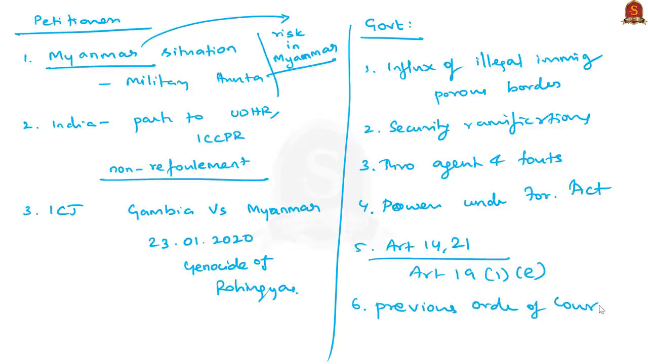It also quoted a few other earlier orders of the Supreme Court where it rejected an application challenging deportation of Rohingyas from Assam. And that India follows a proper procedure of deportation. That is, deportation is carried out only when they are confirmed by the country of origin as persons who are their citizens. Then only they will be deported.